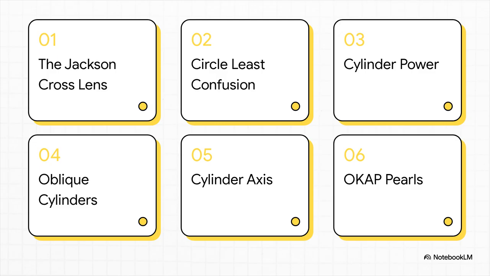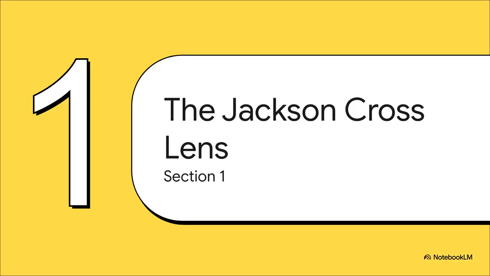We'll quickly cover the Jackson Cross lens, then the circle of least confusion, determining cylinder power, combining oblique cylinders, determining the cylinder axis, and we'll wrap it all up with some high-yield OCAP and board pearls. Let's dive right in. Section 1, the Jackson Cross lens.